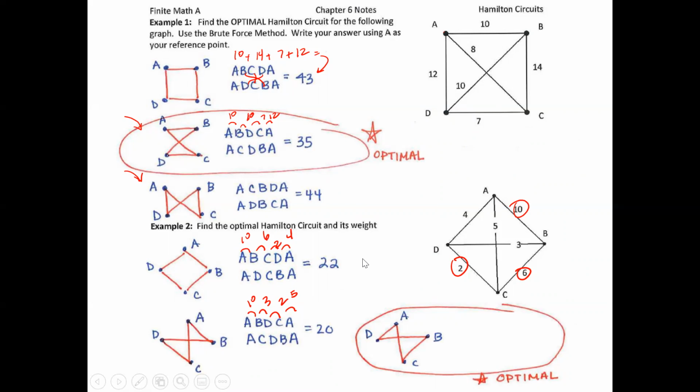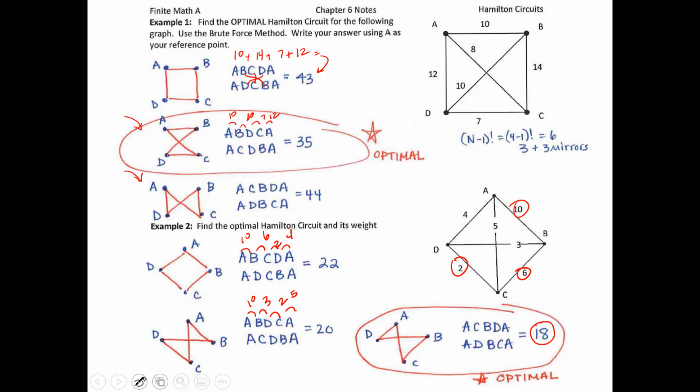The next one is going to be A, C, B, D, A. And so altogether, it's going to give you this right here, 18. And so the most optimal one will be this one because it is the least expensive.